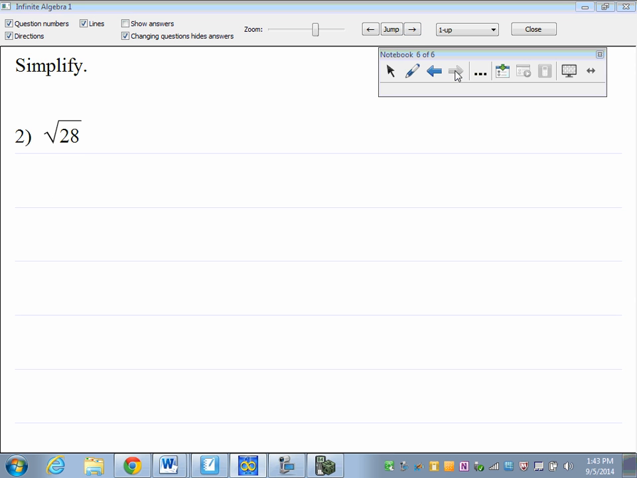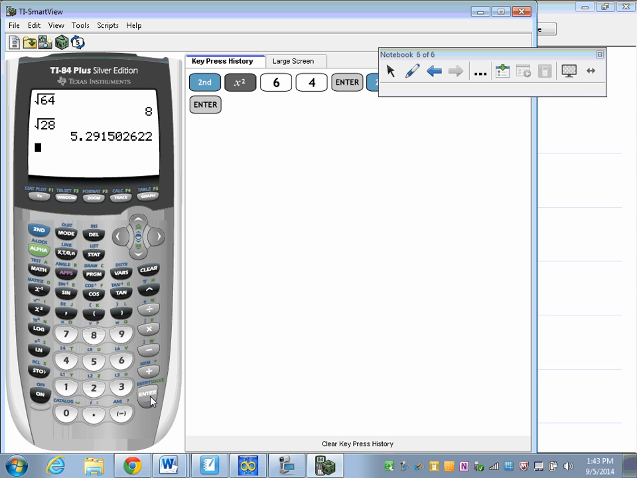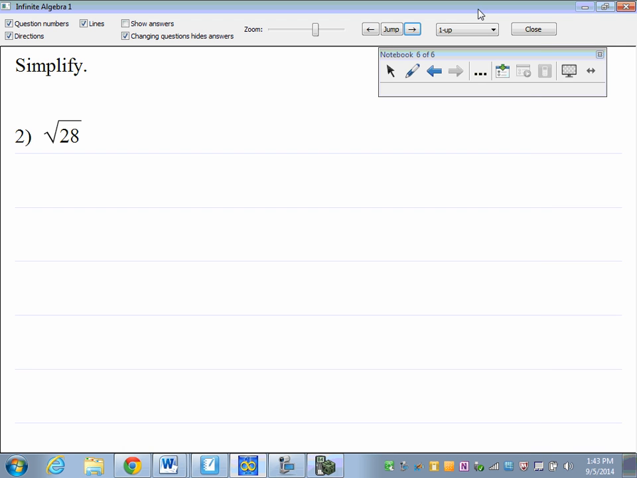The square root of 28 is one where we can't just put in the square root of 28. If I put in the square root of 64 on my calculator, I'll get a whole number. But the square root of 28 is going to give me a number that will never stop. So what do I do? I have to see if any perfect squares go into 28.